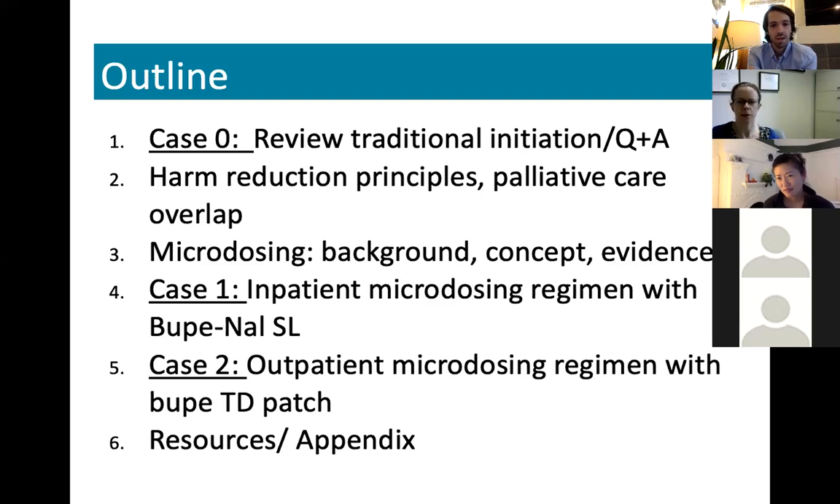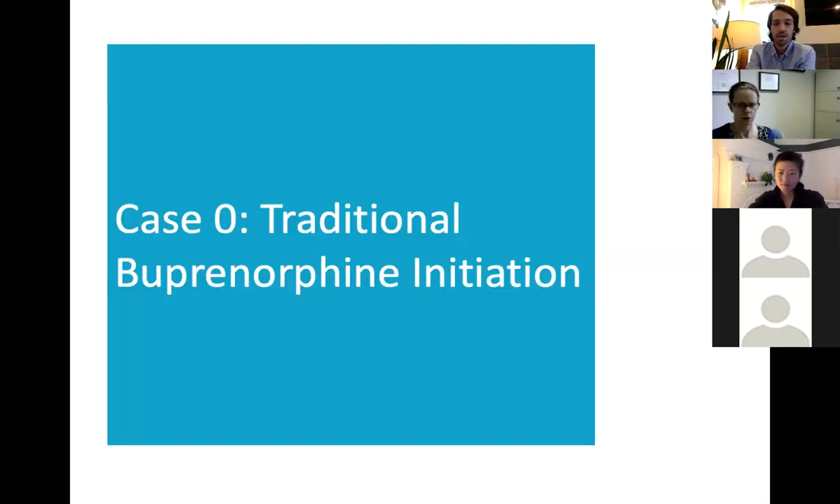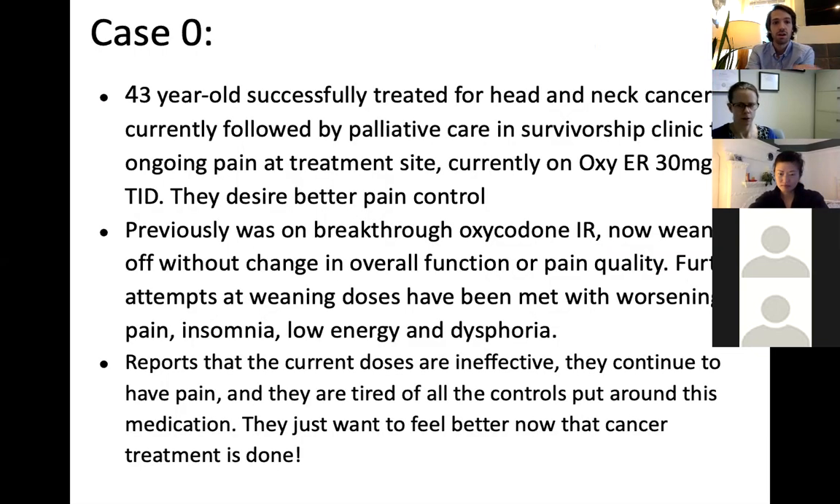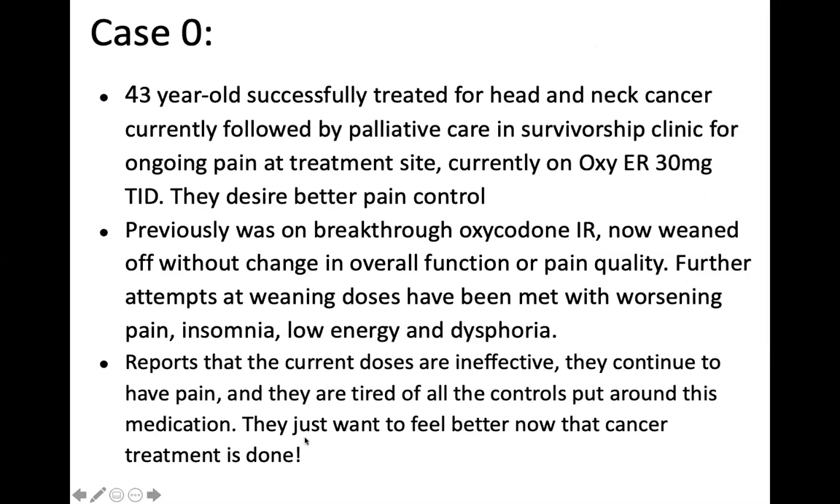So to get started, we'll have 3 cases that we'll go over today. The first one will be a review of what we talked about in our last discussion, which was traditional initiation. And then our subsequent 2 cases will be focused on using a microdose regimen. So to kick it off, why don't we dive right in on our first case.